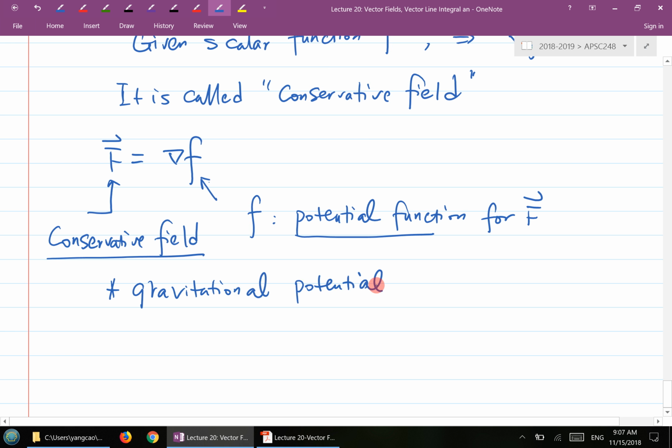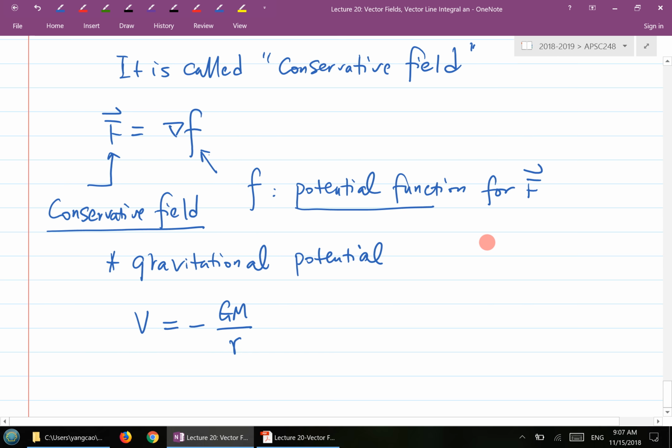Gravitational potential. Gravitational potential is equal to this: V equals G times M over R. G is the gravitational constant, M is the mass of the planet, or Earth, or any other planet, and R is the distance from the center of that mass to the location of the object. So this is called a gravitational potential, and this V here is basically the potential function.